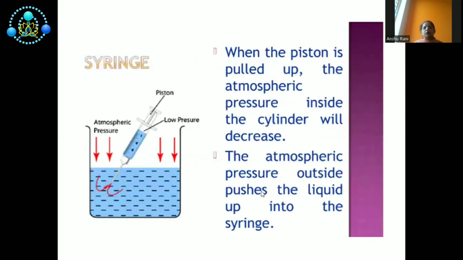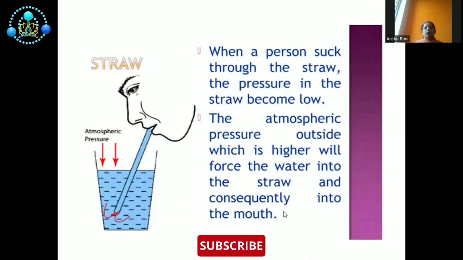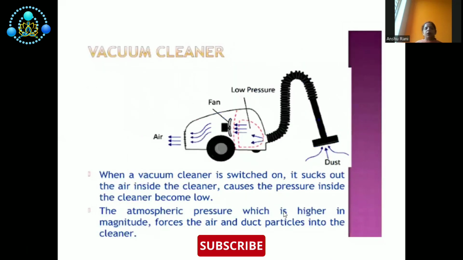These are examples. When the piston is pulled up, the pressure inside the cylinder decreases. The atmospheric pressure outside pushes the liquid up, so it goes inside. A vacuum cleaner can take out dust from things. It is sucking because of that pressure.